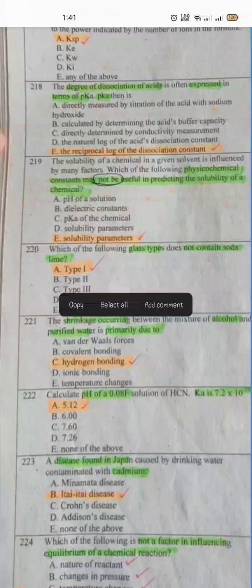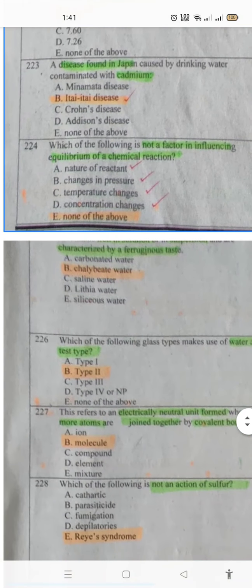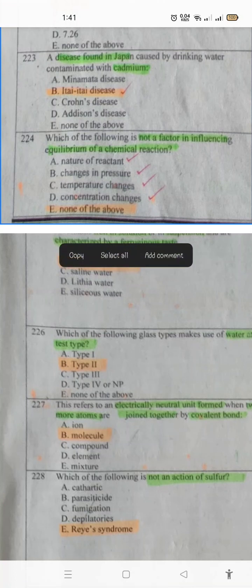Number 224. Which of the following is not a factor in influencing equilibrium of a chemical reaction? The answer is none of the above. So the four choices here are factors in influencing equilibrium of a chemical reaction, which are your nature of reactant, changes in pressure, temperature changes, and concentration changes. So these are the factors in influencing equilibrium of a chemical reaction.